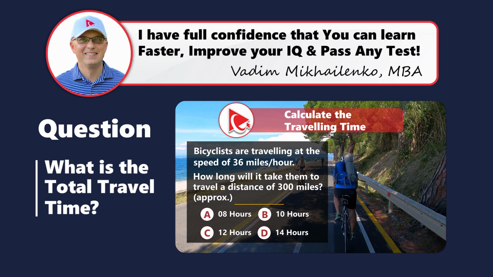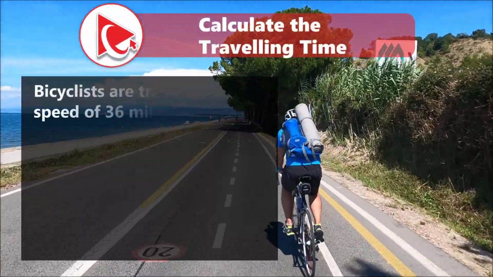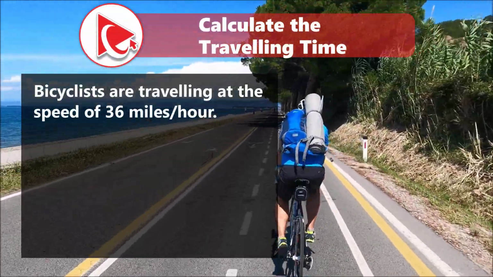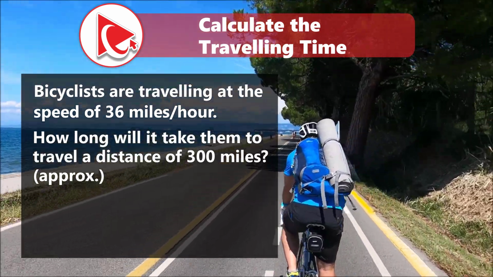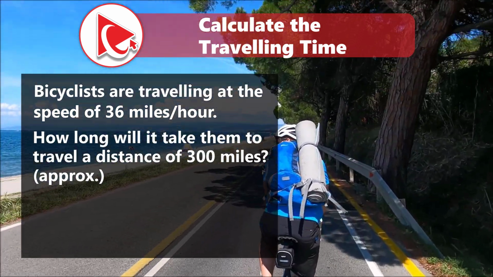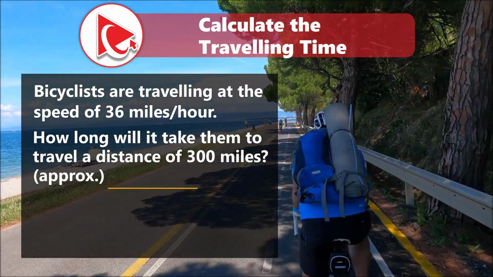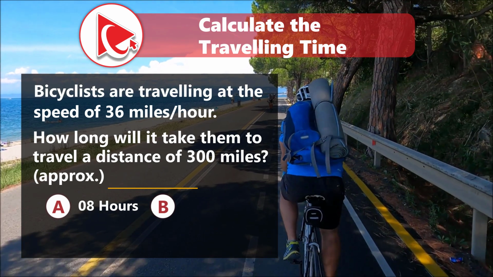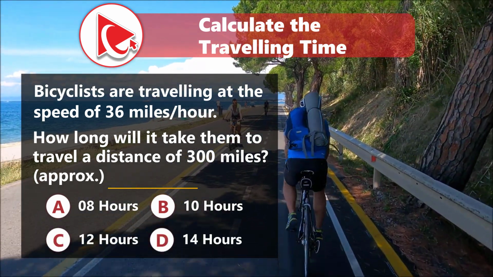Here's the quick question to keep you sharp and test your math skills. Bicyclists are traveling at the speed of 36 miles per hour. How long will it take them to travel the distance of 300 miles? You need to find out approximate value and select one of 4 possible choices. Choice A, 8 hours. Choice B, 10 hours. Choice C, 12 hours. And choice D, 14 hours.